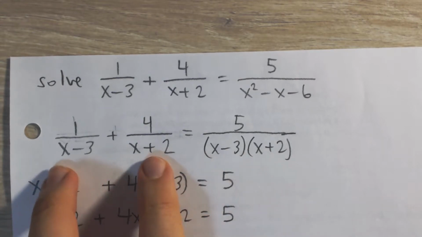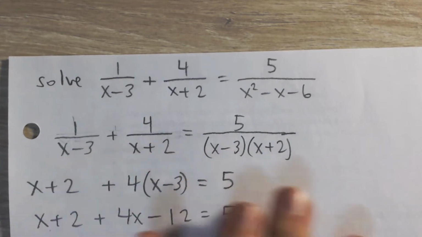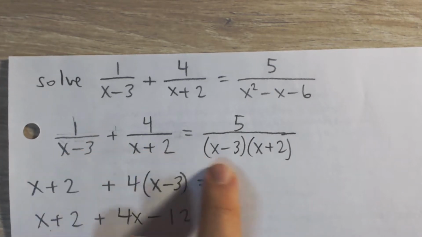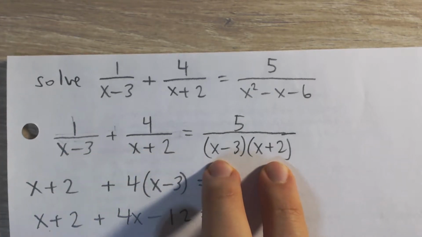And then once we do that, you can notice that if we multiplied both sides of the equation by x minus 3 and x plus 2, well, that would cancel out this one, that would cancel out this one, and it would cancel out these two. And so let's do that.